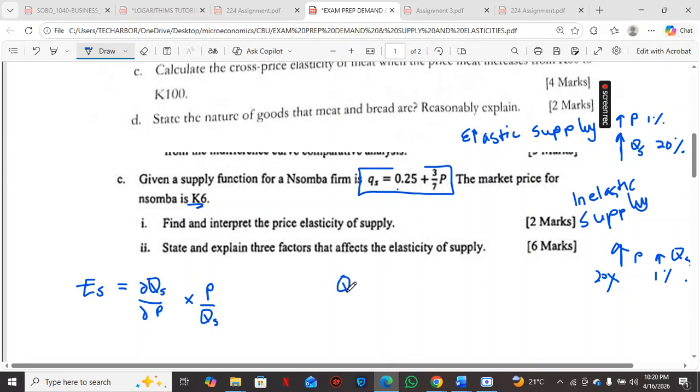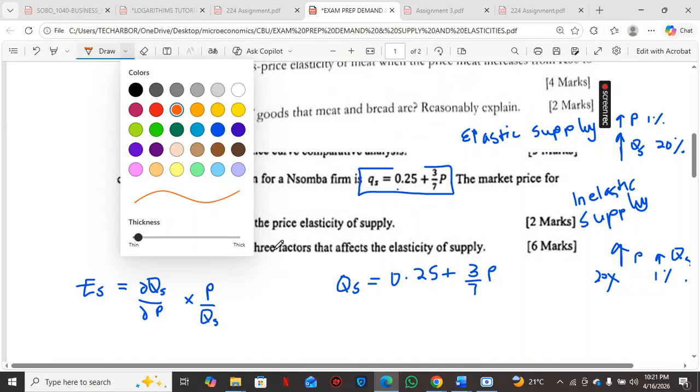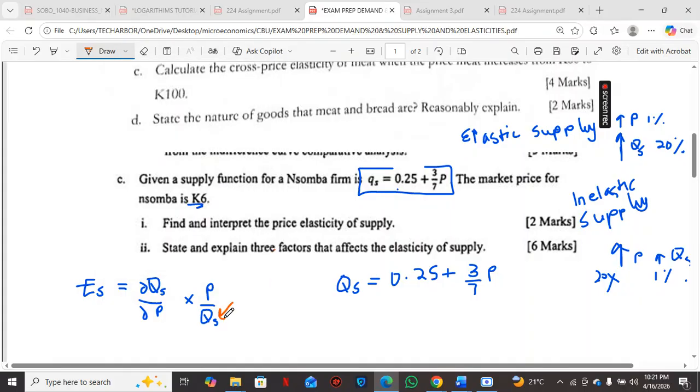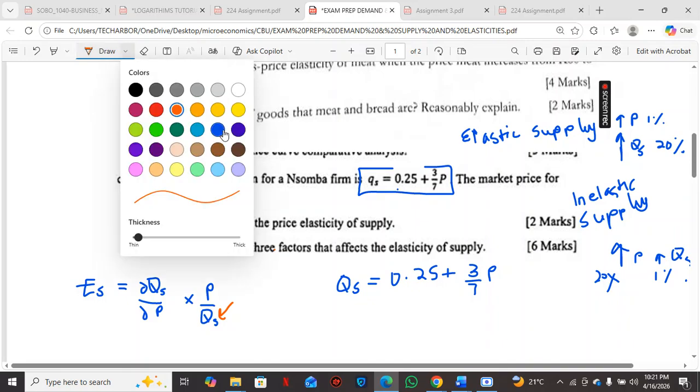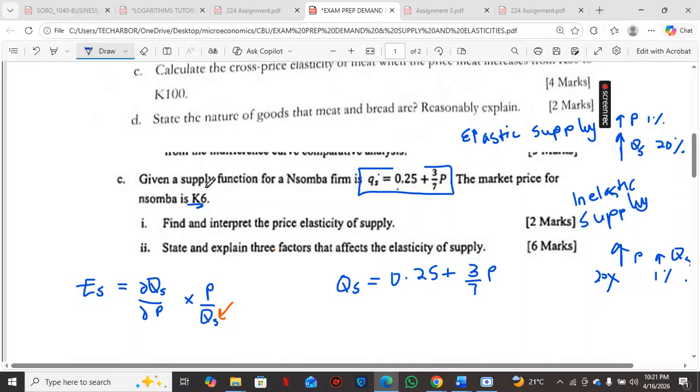Okay, so QS equals 0.25 plus 3 over 7p. Before we even derive this, first we need to find the quantity supplied, QS. This QS here, we need to find it. What that means is, in our supply function, replace price with 6.